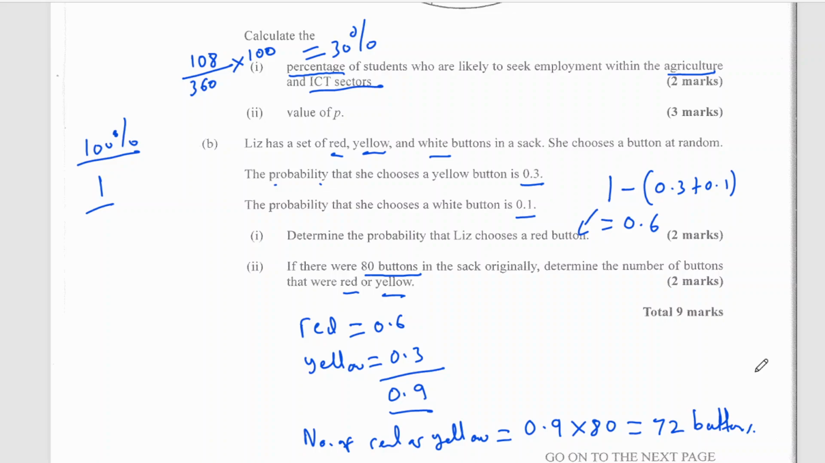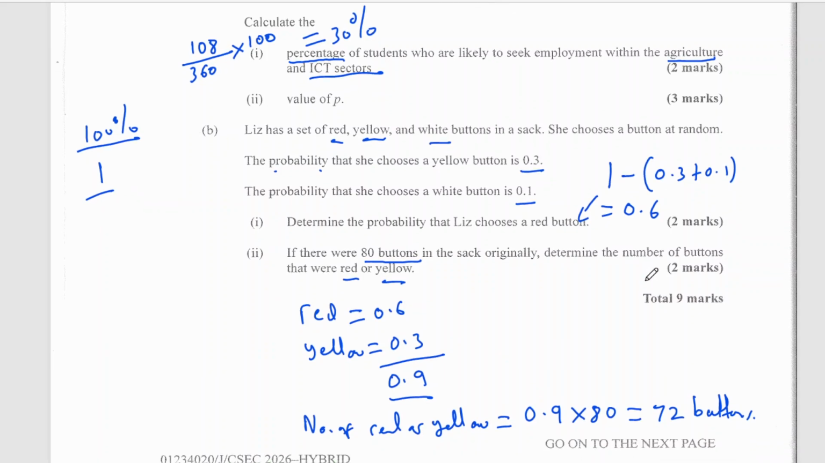Right, so this was a pretty straightforward question. Any questions on this one? No, sir. No? Okay. All right.